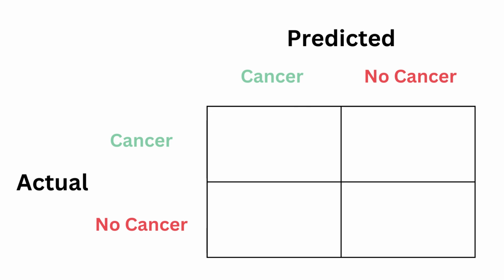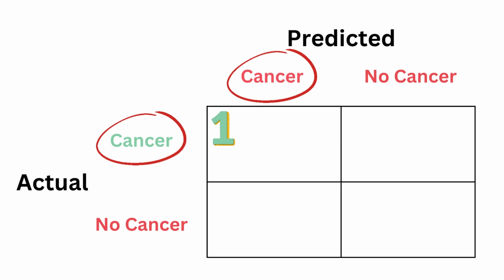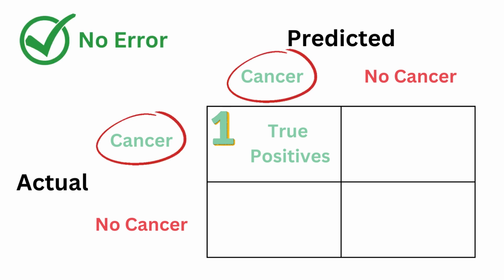Now, the first scenario: in reality, the patient has cancer and you predicted that the patient has cancer. This is called true positives. This is perfectly fine. This is a correct prediction.